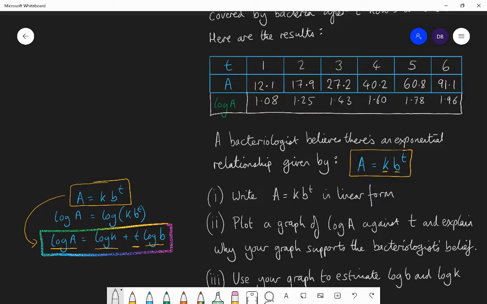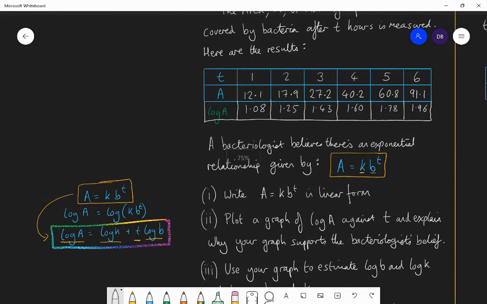So we're going to plot log A against t. So we're going to plot coordinates where we go across by the t value and up by the log A value. And here is one I prepared earlier.